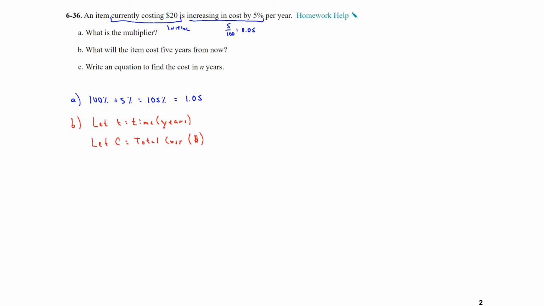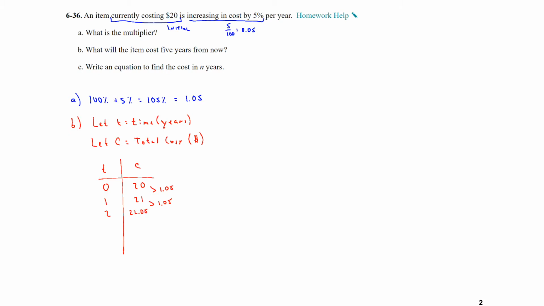So if we look at this, one way we could do this is as a table. At time 0, the initial cost was $20. Then at time 1, our multiplier is 1.05. So if we take 20 times 1.05, that'll give us the cost after 1 year, which will then be $21. And then after 2 years, we do the same thing. We multiply by 1.05, and we get the cost to be $22.05.